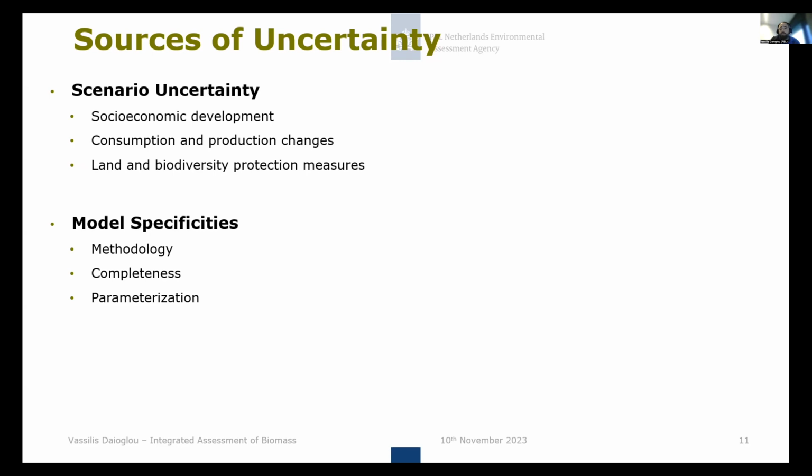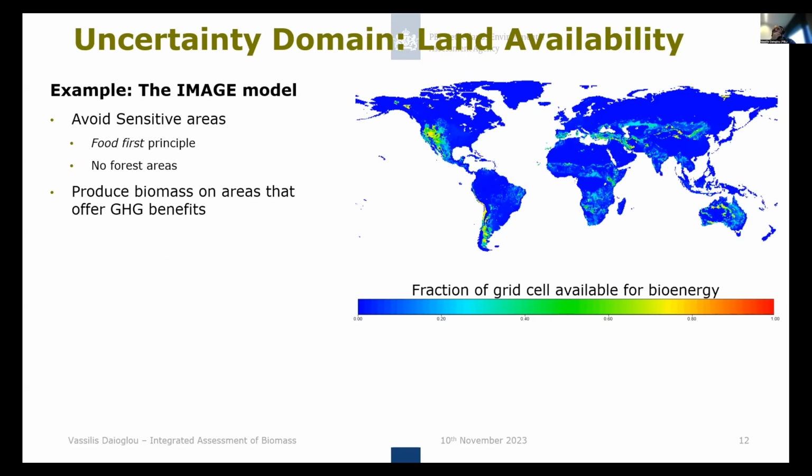And now I have a couple of slides where I want to dive in a little bit, trying to understand what this uncertainty may look like and what it means concerning interpreting the results. So looking first at land availability, here I'm going to give an example from the IMAGE model because it's the model that I'm by far the best acquainted with. And just to quickly explain how we determine the land availability, and thus the biomass availability, in different scenarios: we typically have this so-called food first principle.